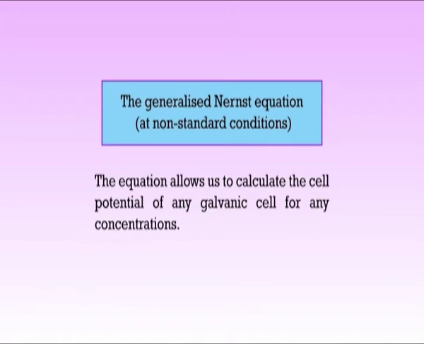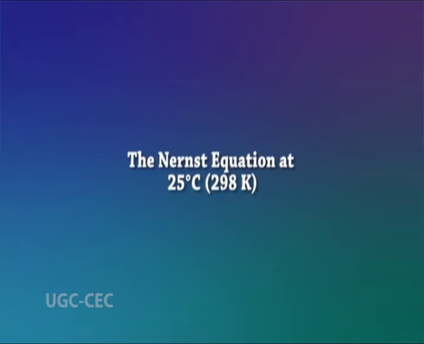This equation allows us to calculate the cell potential of any galvanic cell for any concentration. Now let's look at the Nernst equation at 25 degrees Celsius, which is 298 Kelvins. At any specific temperature, the Nernst equation, which is derived at equation 4, can be reduced into a simple form.